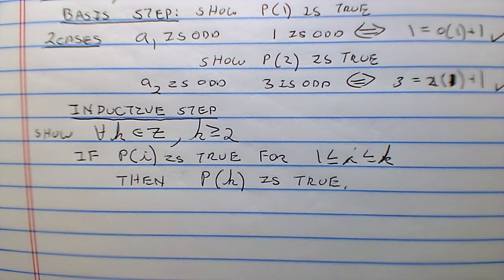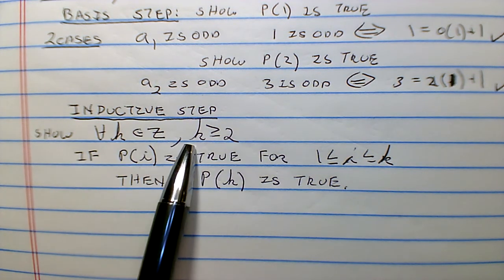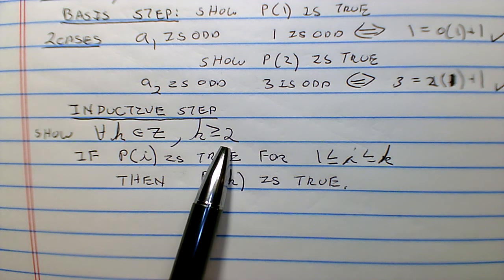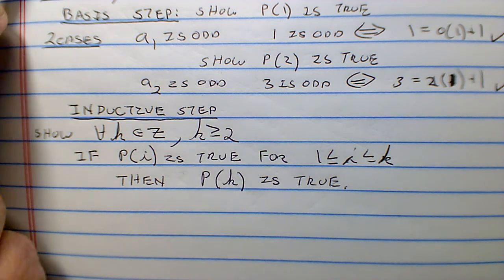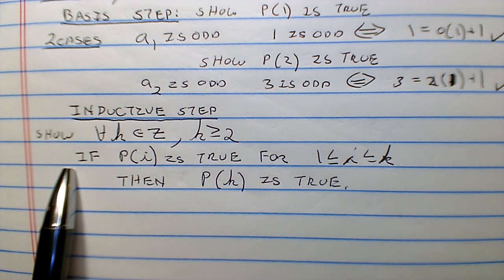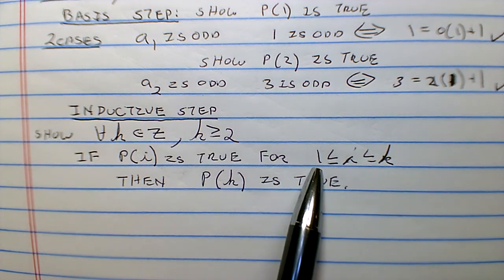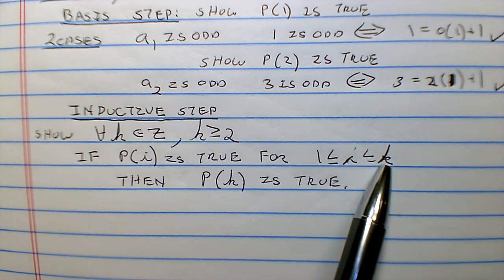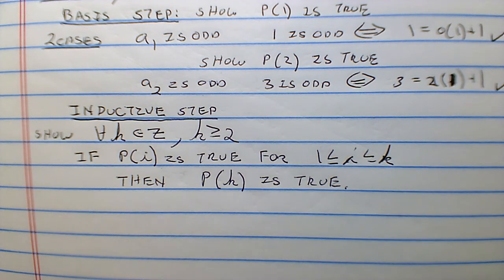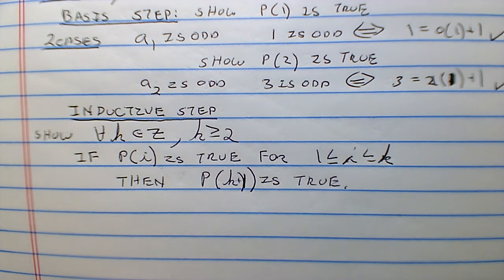So in our inductive step, what we need to show is for all the k's that are integers, if k is bigger than 2. Now why bigger than 2? Because we had 2 terms in our sequence which were seeds or initial conditions, a sub 1 and a sub 2. So the subscripts went up to 2. What we need to do here is say if p of i is true for all of the ones starting at the beginning, going up through k, then the one after that, p of k plus 1, is also true.